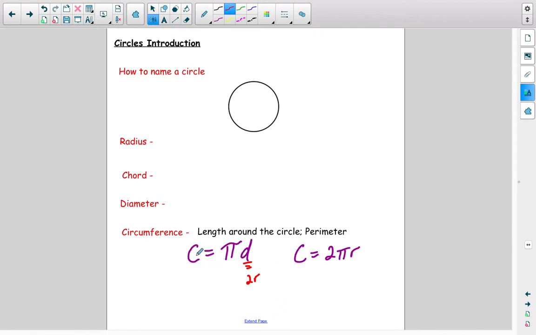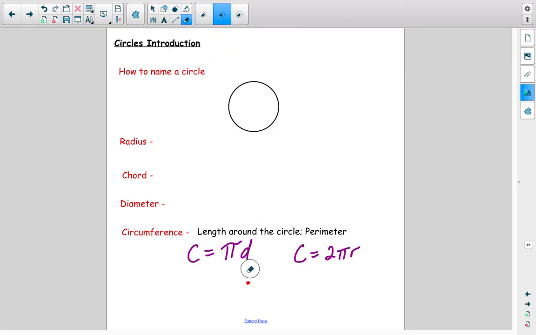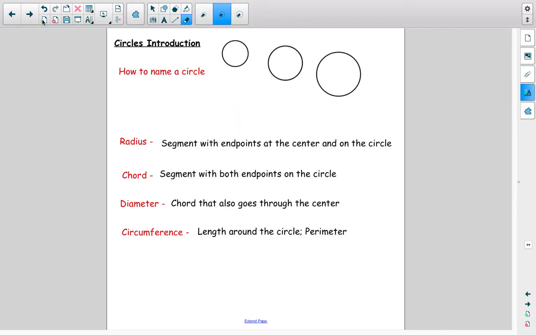My personal preference, though, is to use circumference equals pi times diameter. So you won't see me use 2 pi r. Nope. I'm probably going to use pi d mostly. But you use whichever one you want. It really doesn't matter. All right, so let's move on.